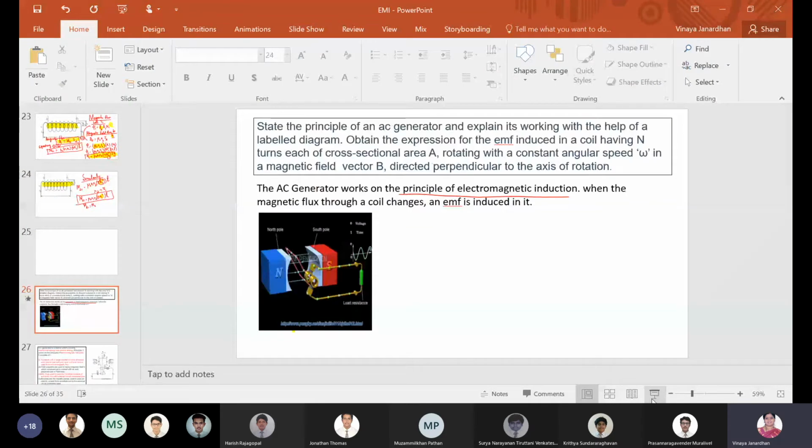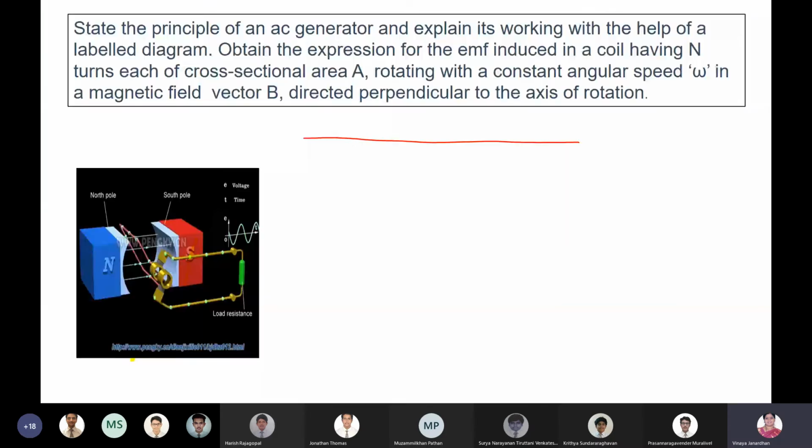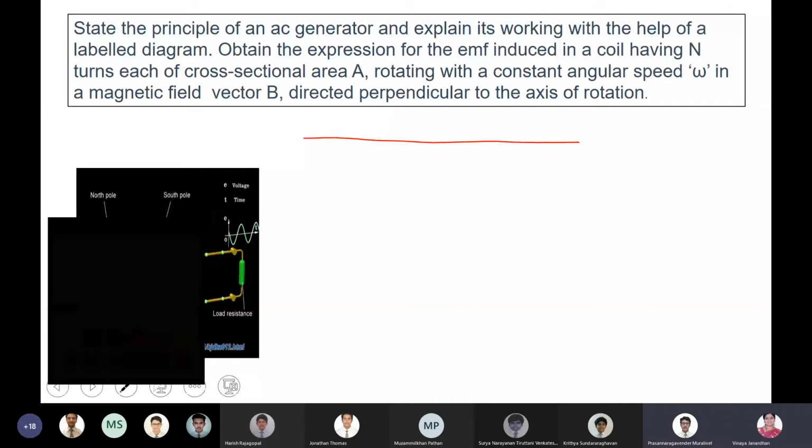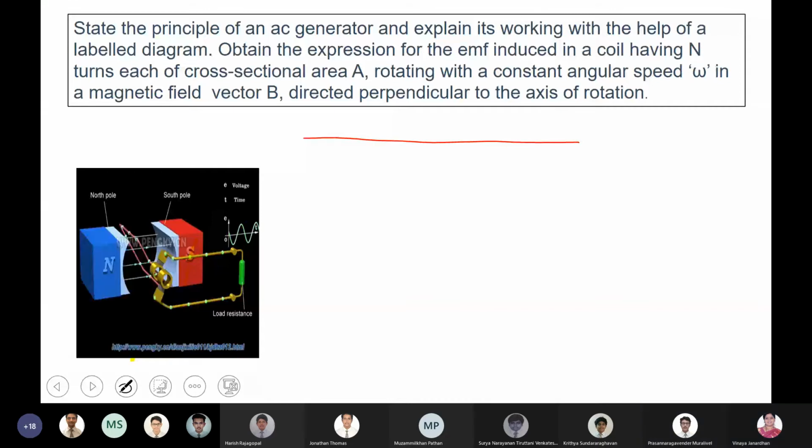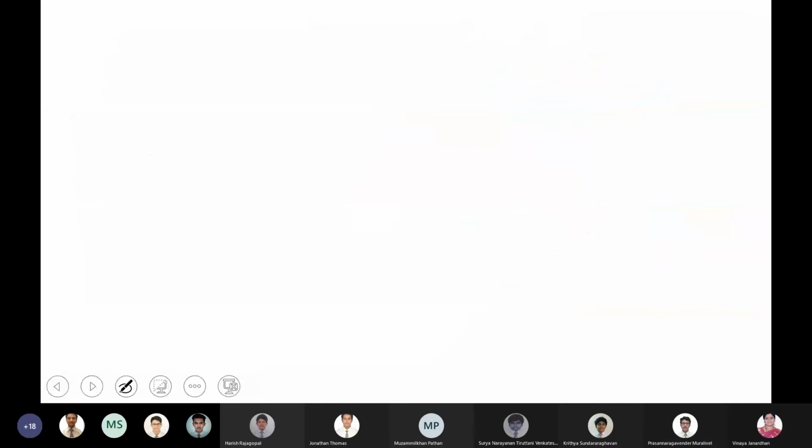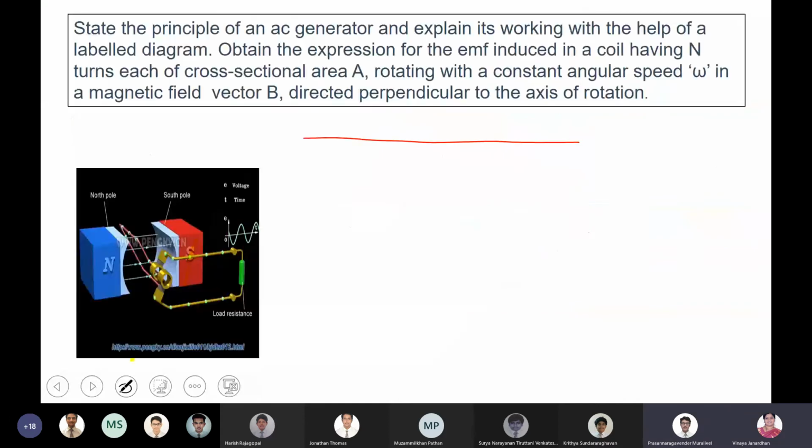Next one is AC generator. Now you all know about AC generators. You have studied in your lower grade. You have all studied about AC generator. The electrical power, whatever we are using, the voltage, whatever we are using, is generated by a generator. And explain its working with the help of a labelled diagram. We'll do all these things. Now, what is the principle of working of electric generator?